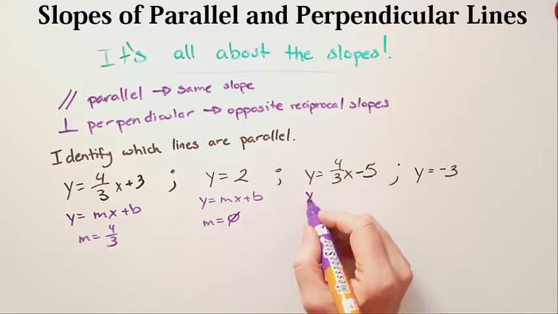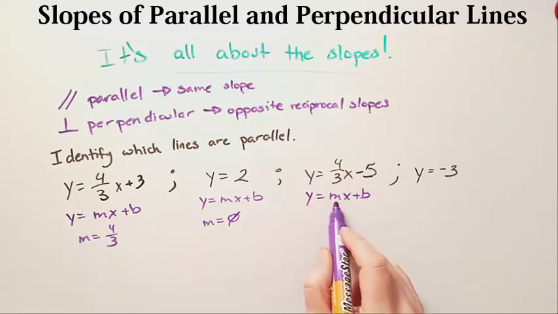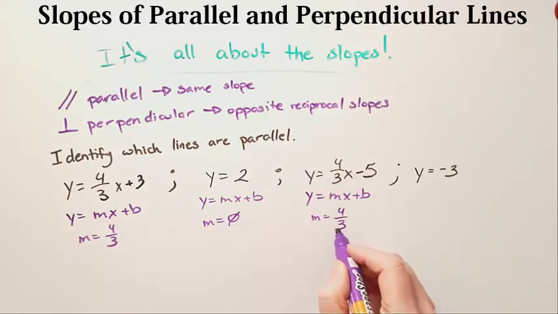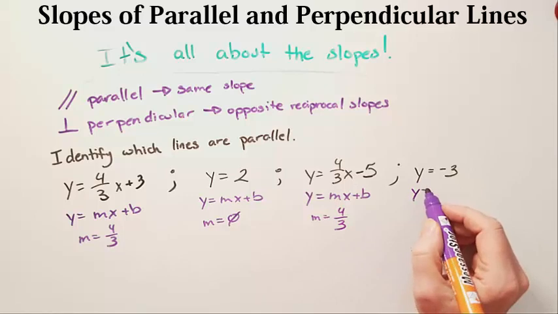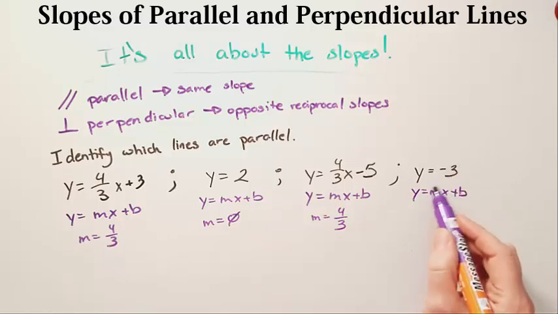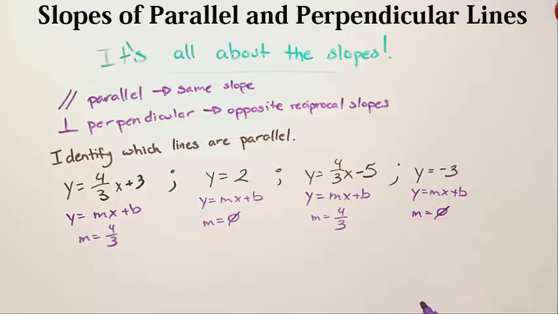This is a y equals, so this is also in the form y equals mx plus b. We need the number stuck to x. The number stuck to x is our slope, so our slope is 4/3. This is also a y equals form, so this must be y equals mx plus b, but I have no x. If I have no x, that means I have no slope. If I have no slope, that meant my slope is 0.